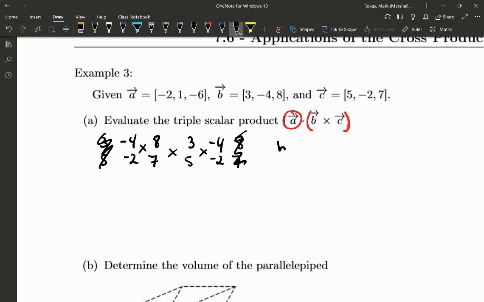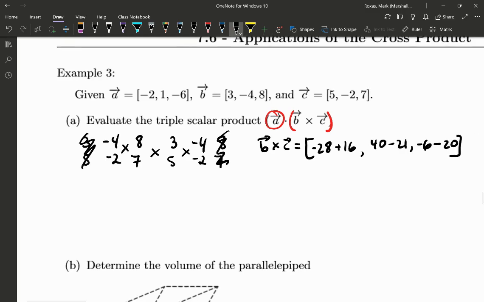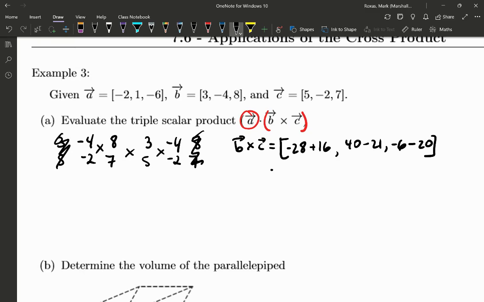So B cross C will be equal to negative 4 times 7, which is negative 28. Take away negative 2 times 8, which is so I make that as plus 16, and then 8 times 5 is 40, minus 7 times 3, which is 21, and then 3 times negative 2 is negative 6. Take away 5 times 4, which is 20. And so there we have vector B cross C. When I simplify that, we get negative 12 for the x component, positive 19 for the y component, and positive 14 for the z component. So that B cross C gives you the vector that we need so that we can do a dot product with vector A.